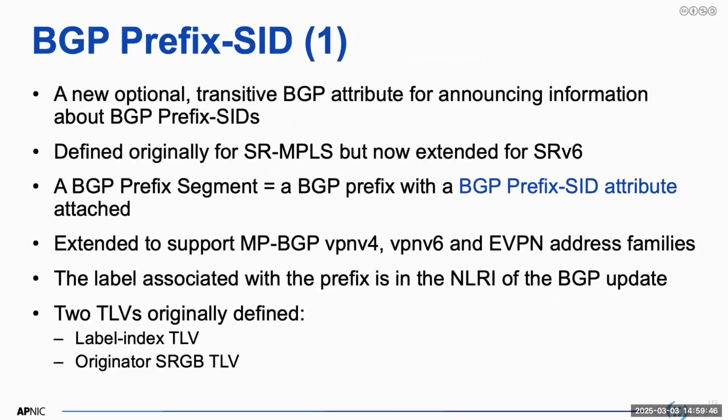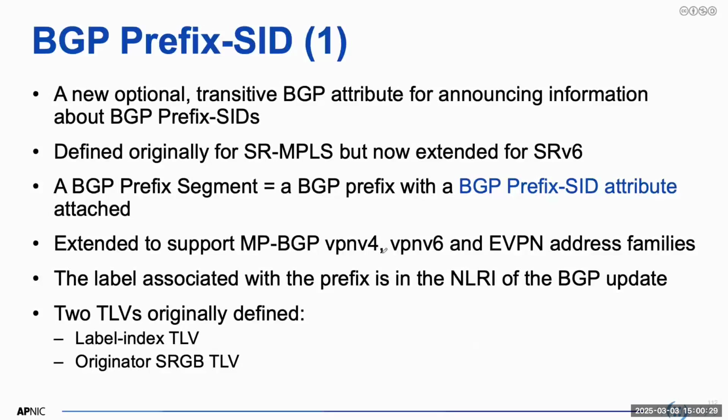So another thing we have in this case is the BGP prefix SID. This is a new optional transitive BGP attribute, like we have many other BGP attributes in the BGP protocol. It announces the information regarding a prefix SID. A BGP prefix segment is a prefix with a BGP prefix SID attribute attached to it. So if any BGP prefix has a BGP prefix SID attribute attached to it regarding segment routing, then we call it a BGP prefix segment.